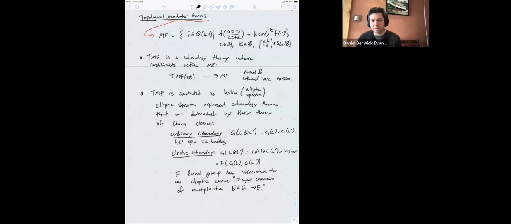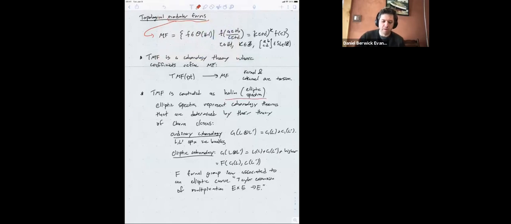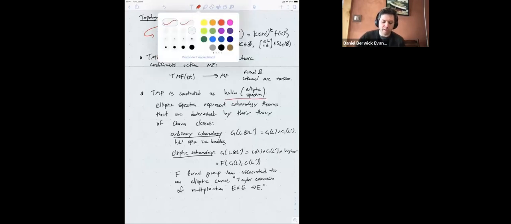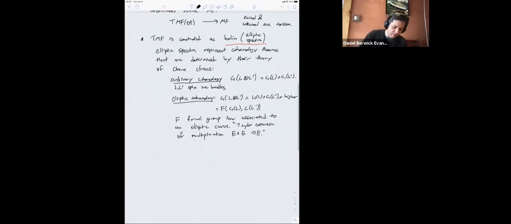Okay, so the next thing I want to do is, with this description of TMF as a homotopy limit, we can write down approximations to TMF by mapping out of that homotopy limit. And mapping out of a homotopy limit is easy by using the universal property. So this is how we're going to approximate TMF.